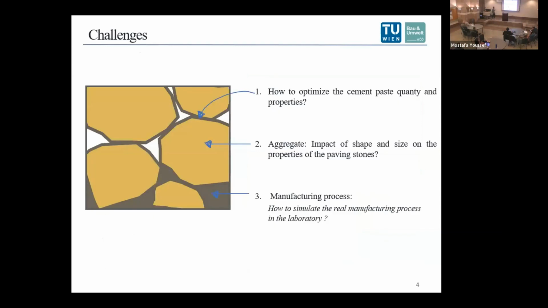So when we approach this topic, we face three main challenges. The first one is how to optimize the cement paste and its properties. Aggregate size and shape play an important role for the mechanical properties and water permeability. And the last one is the manufacturing process: how to simulate the manufacturing process in the lab, how to make the samples in a real way.